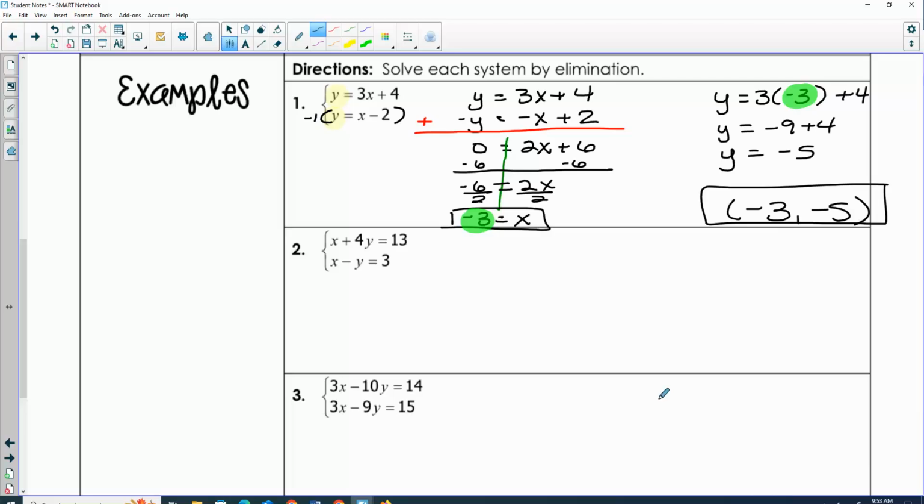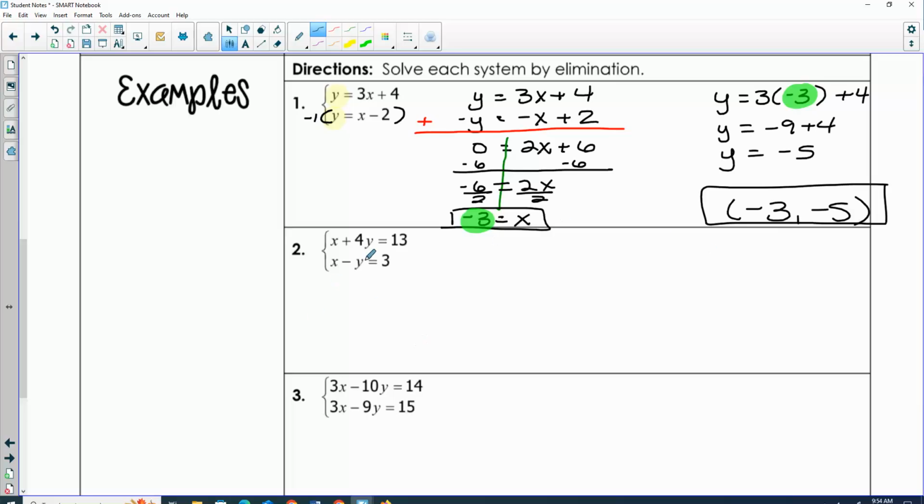Any questions on that one? Let's look at number 2. Which variable do you think I want to cancel out here? X or y? Somebody pick one. You have a 50-50 shot. Okay. We can cancel out either.